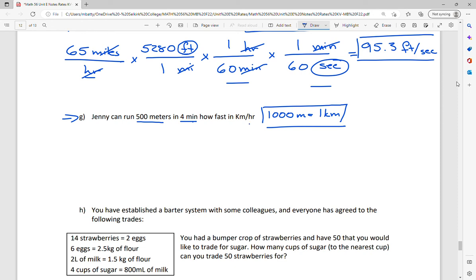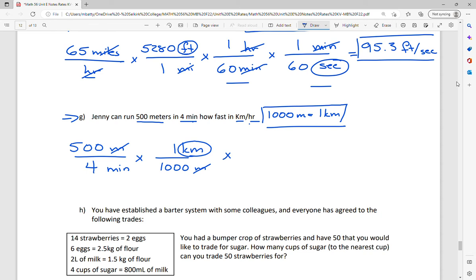So I'm going to start with what I know. And this time what I know is a little bit different. So 500 meters in 4 minutes. Using my dimensional analysis, I'm going to convert to kilometers on the top and hours down below. So I'm going to start with the kilometers and the meters, right? I'd have 1,000 meters down below and 1 kilometer on the top. That cancels my meters, and now I'm in kilometers.